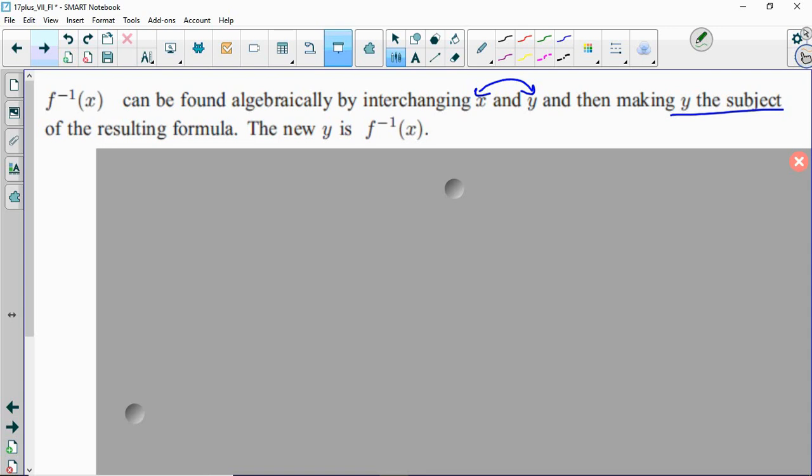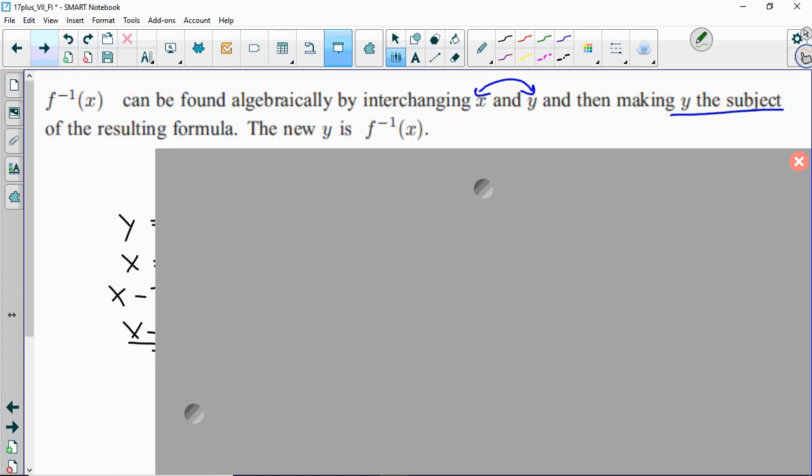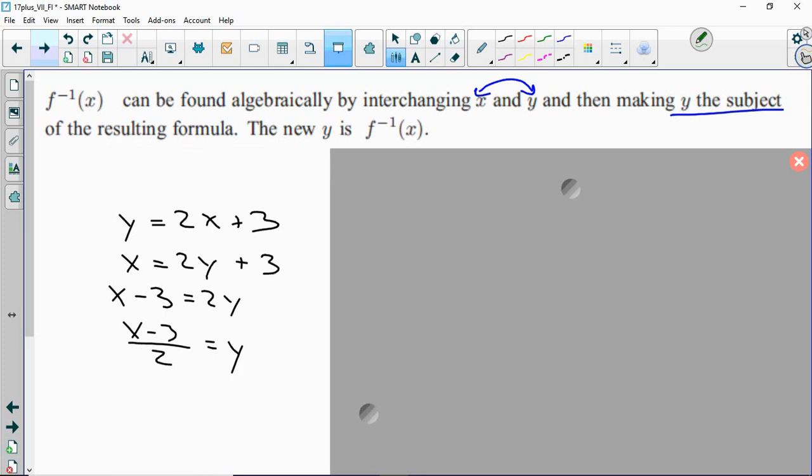You can actually start off by getting x alone in the original and then switching x and y. It doesn't matter at all. So here's an example where we have the one from the previous screen, y equals 2x plus 3. So first I switched x and y, so they just traded places in that line. And now I want to get y alone, so I'm going to subtract 3 from both sides, and then we're going to divide by 2. And that is our inverse function.